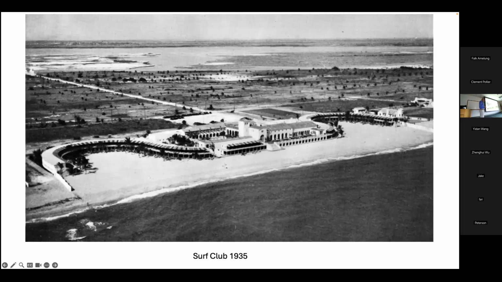An interesting spot where we had a significant signal is the Surf Club. That is one of the first hotels built on the barrier island, in 1935 in Surfside.